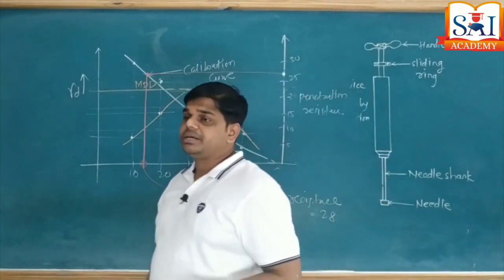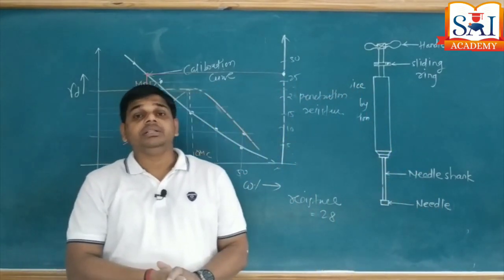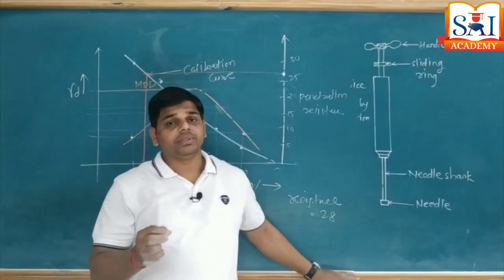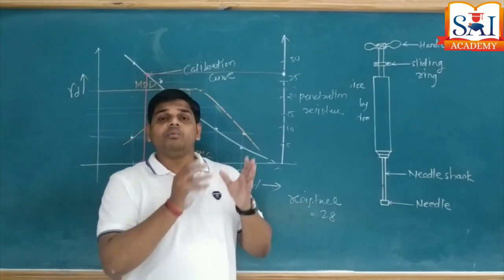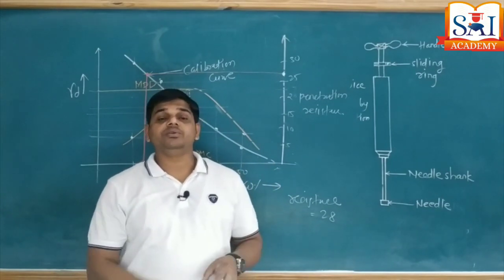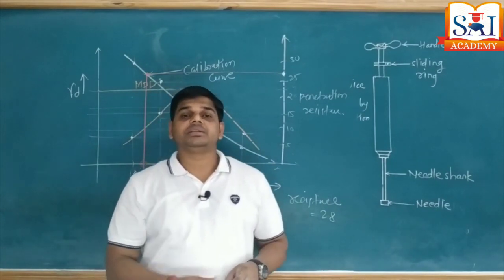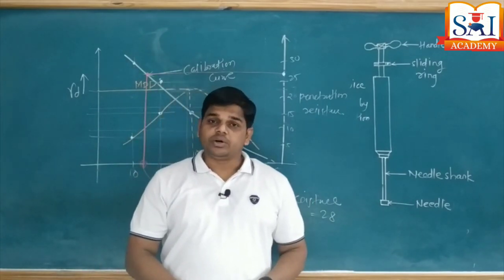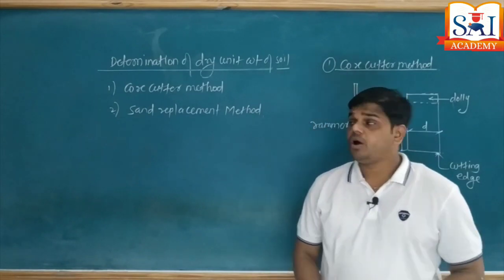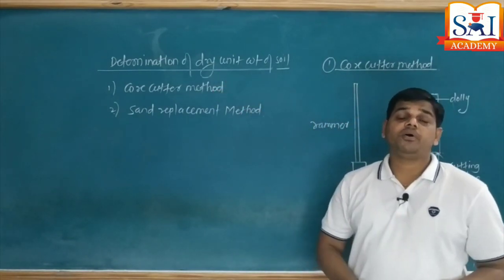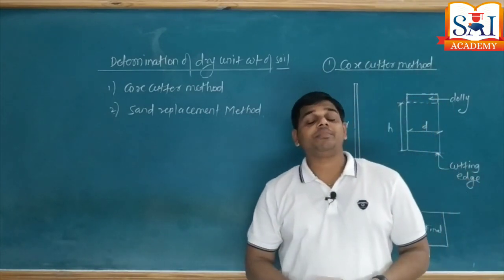Now the next part is how to calculate the unit weights, because for unit weight in the laboratory we have weight upon volume. So what technique can we use to find out the values of unit weights? Let's discuss it as the last part of this field compaction control: determination of dry unit weight of soil, which is essential for defining the field compaction control.